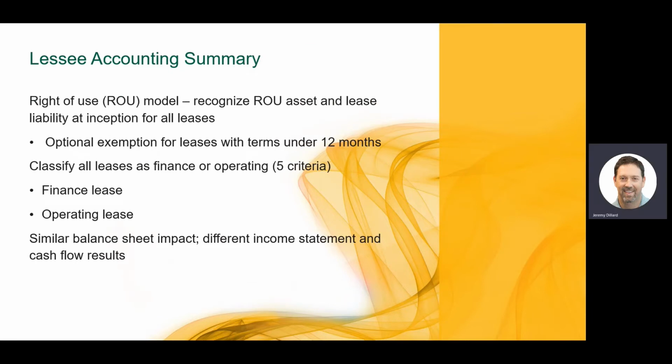ASC 842 creates a new right of use, or ROU, model to recognize the lease asset. Once an entity determines that a contract meets the definition of a lease, then it has to classify it as either a finance or operating lease. Both finance and operating leases are initially measured the same and will be recognized on the balance sheet for the same amount, but the recognition and presentation is different on the income and cash flow statements.